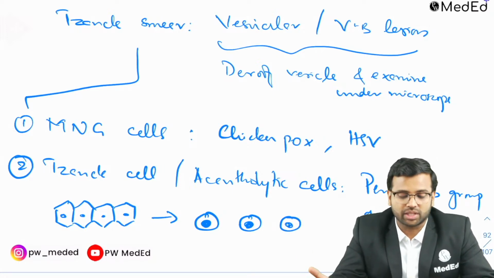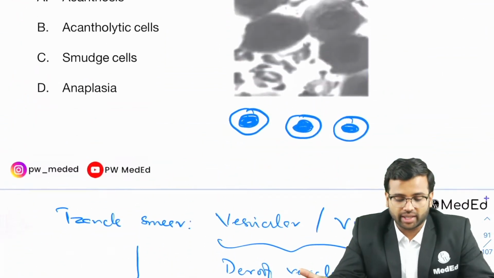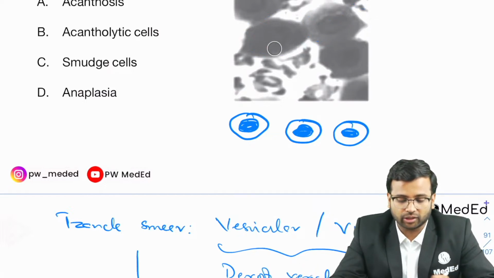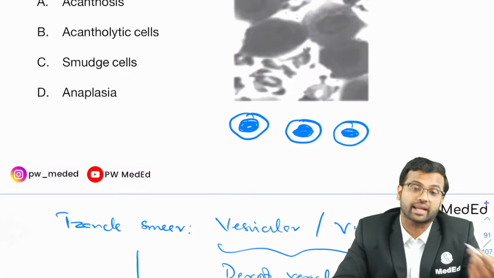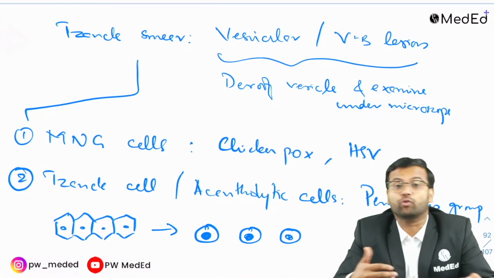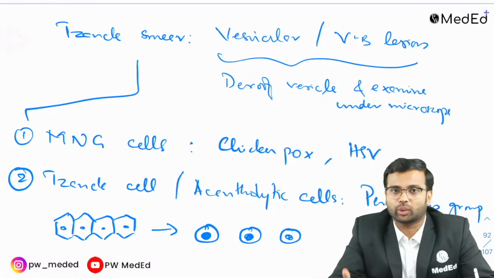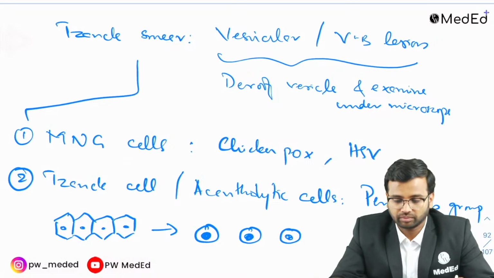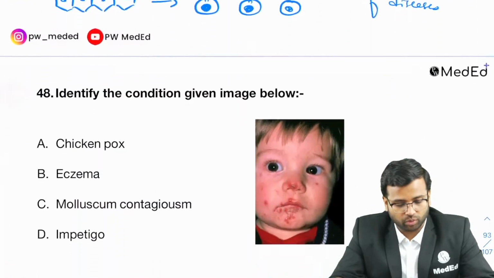So in this MCQ, what has been given, you can see that there are multiple rounded cells with a large nucleus, and these are going to be called acantholytic cells. And in case in the next exam they may ask you in which disease can we see these acantholytic cells, the answer is going to be pemphigus group of diseases like pemphigus vulgaris, pemphigus foliaceus, pemphigus vegetans, etc. Fine. So now let's move to the next one.